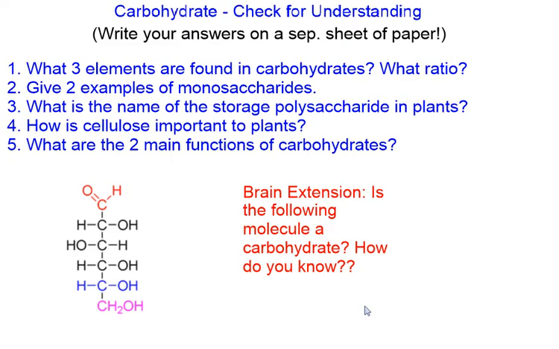Okay, quick review in terms of what we covered with carbohydrates. What three elements are found in carbohydrates? Carbon, hydrogen, oxygen in a 1-to-1 ratio. Remember the word carbohydrate. Carbon, and then kind of hydrate for water, CHO. Two examples of monosaccharides. We actually have three different ones, but two examples are glucose, and then we have galactose, and then we also have one called fructose.